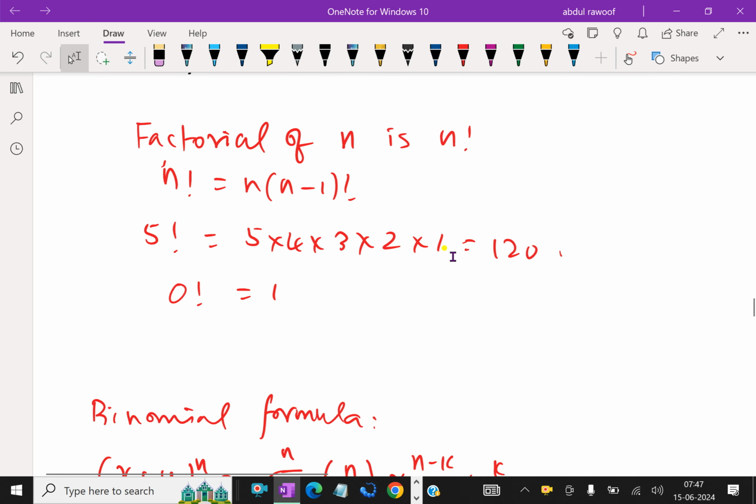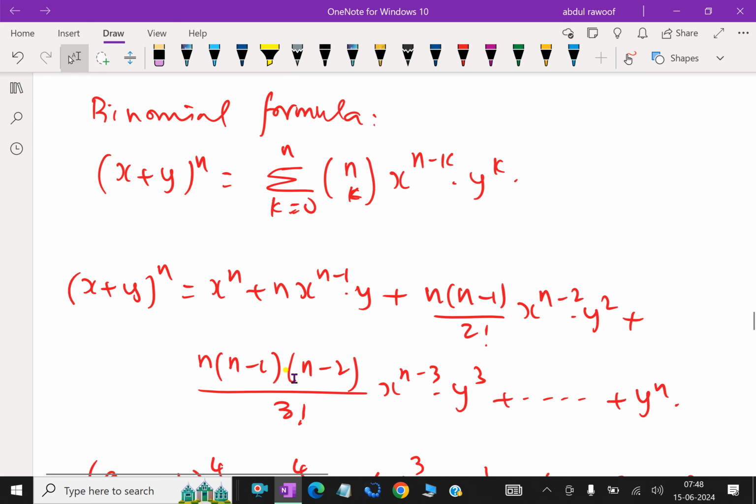In the binomial formula, before that we have to understand what the factorial of n is. The factorial of n can be written as n factorial, where n factorial is equal to n into (n minus 1) factorial. For example, 5 factorial is, we write 5, 4, 3, 2, 1 in reverse order up to 1 and multiply all of them. That gives 120. Also, you have to understand 0 factorial is always 1. It is not 0.